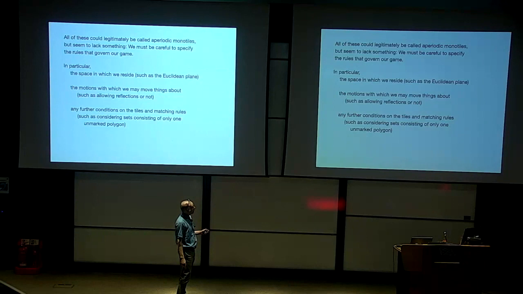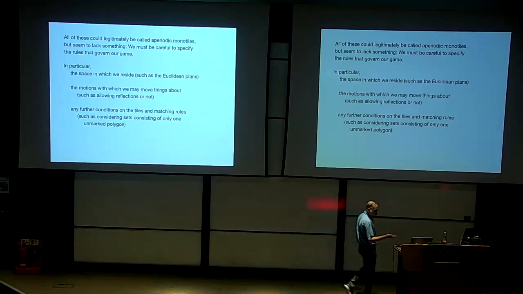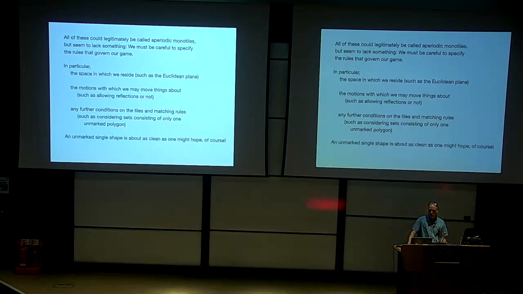And then as we've seen, any further conditions on the tiles and matching rules. A lot of the games that I personally played have been to fool around with weird matching rules and toying with that. But we have to be explicit. So, for example, I think a single unmarked shape is very clean. That's a very clean standard, and one we can't really argue with, I hope.